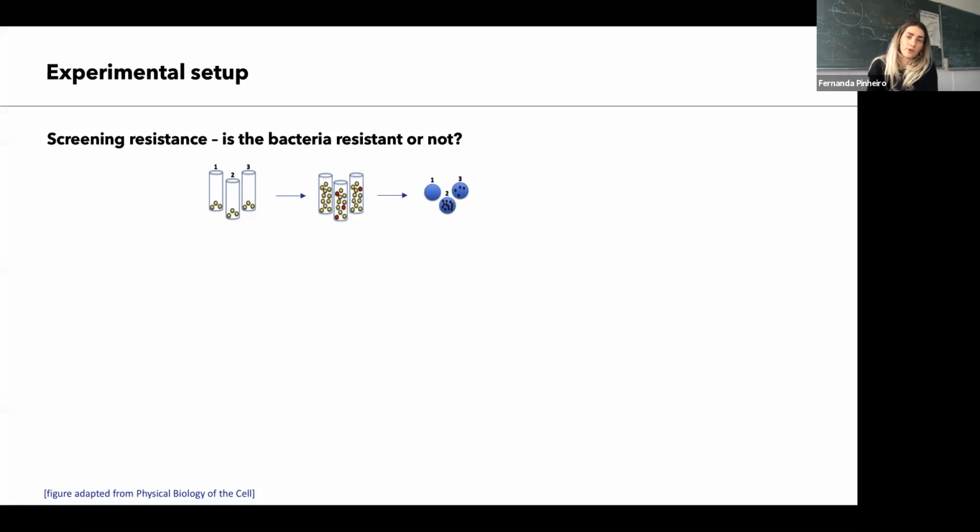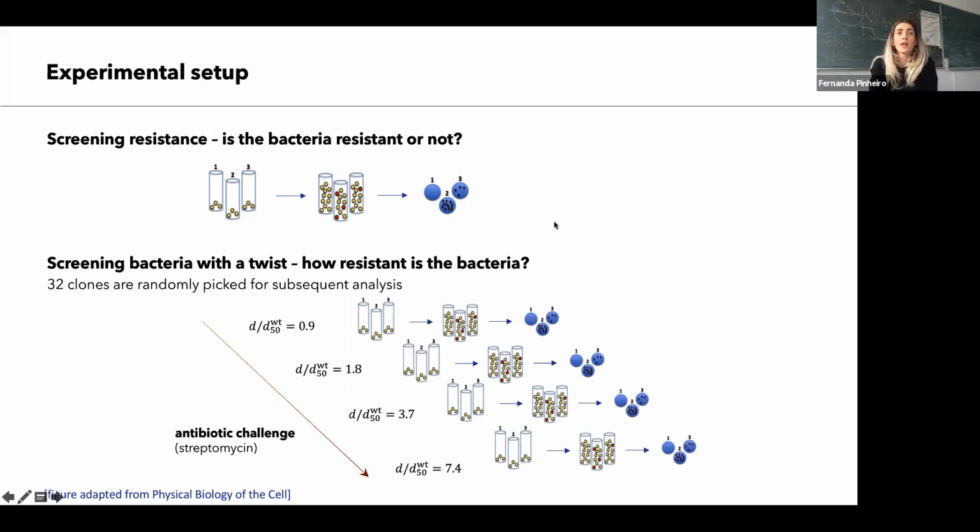One thing that was important for our study was to transform this question from a binary question of yes or no, is this bug resistant to this antibiotic challenge, to a more quantitative question. So we performed fluctuation assays and selected for mutants at a range of antibiotic challenge from 0.9 to 7.4 times the D50 of the wild type. And at each of these drug concentrations, we selected 8 mutants that were used for subsequent analysis.